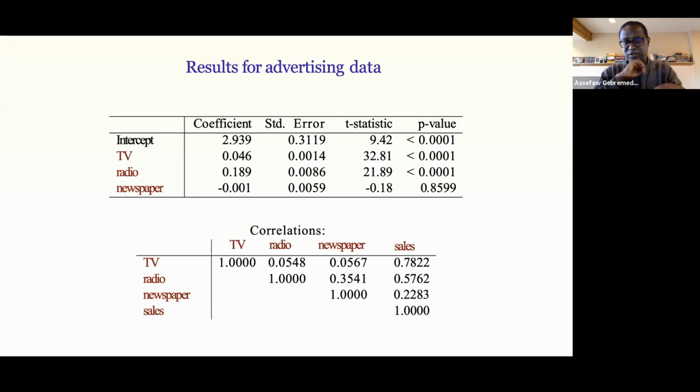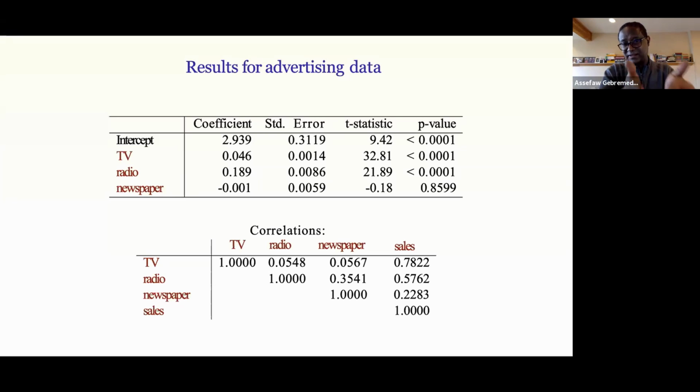The thing is different now on newspaper. The first thing you should observe is that the value of it is actually negative. And the second thing you should observe is the p-value. The p-value is so high that whatever we're going to say about newspaper is not going to be that significant, is what it means. And so TV and radio are significant predictors here, but newspaper is not.